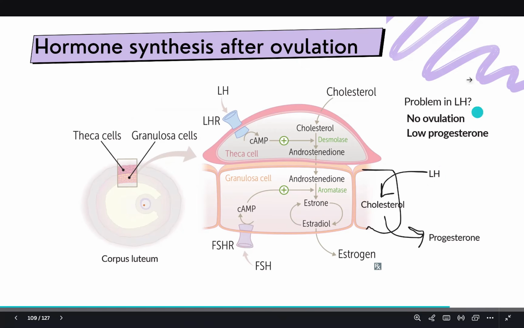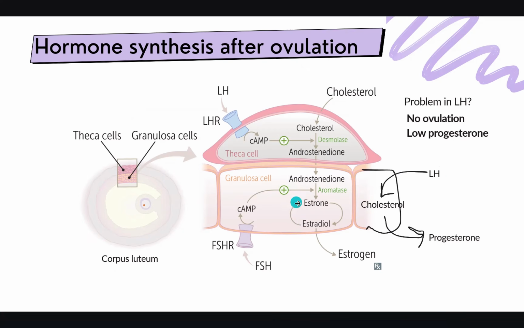All right. So if there's a problem in luteinizing hormone, then there is no ovulation. Why? Because again, we need luteinizing hormone for the LH surge. That is one thing. The second thing is that if luteinizing hormone is low, it leads to low progesterone. Why? Because luteinizing hormone is the one that is responsible for converting cholesterol in the granulosa cell to progesterone.